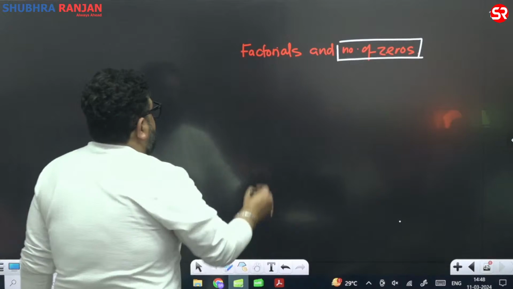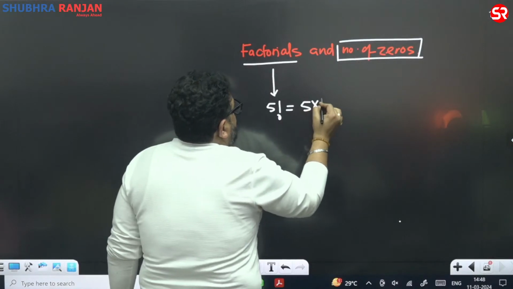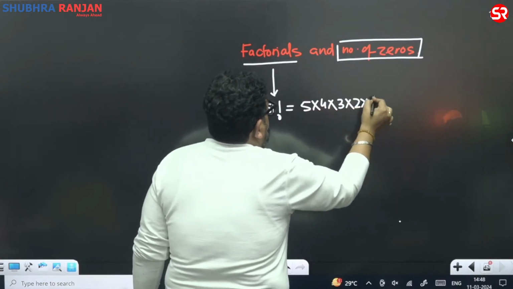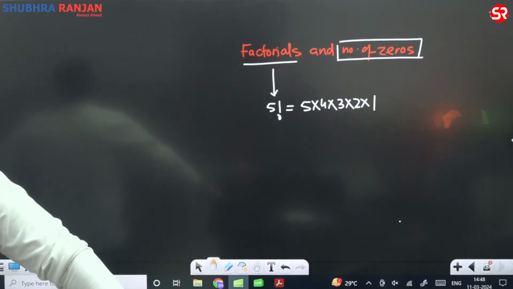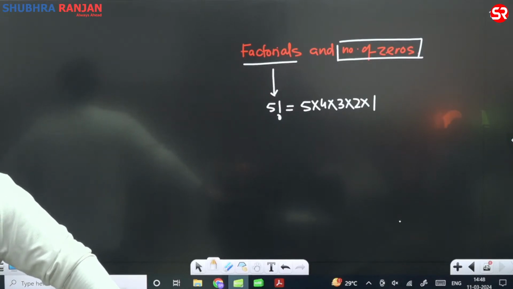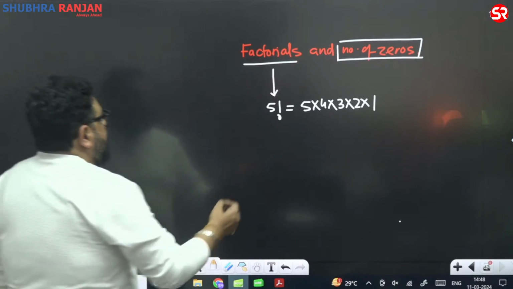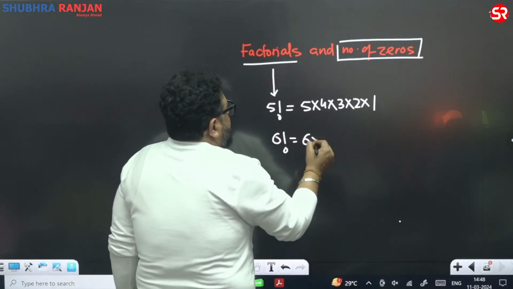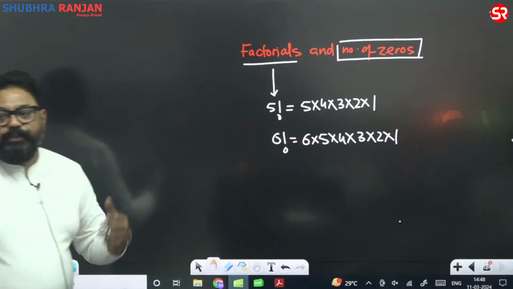First thing, what is a factorial? I say, what is 5 factorial? So 5 factorial is 5 into 4 into 3 into 2 into 1. Multiplication of natural numbers from 5 to 1. It would be 5 into 4 into 3 into 2 into 1, which is equal to 120. Just a representation, right? If I say what is 6 factorial, it is 6 into 5 into 4 into 3 into 2 into 1. Multiplication from 6 to 1.